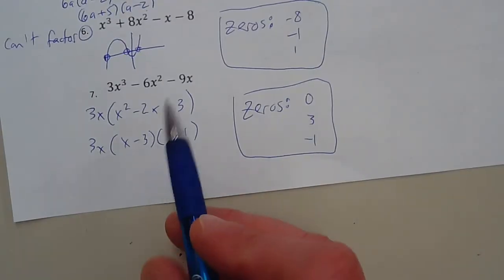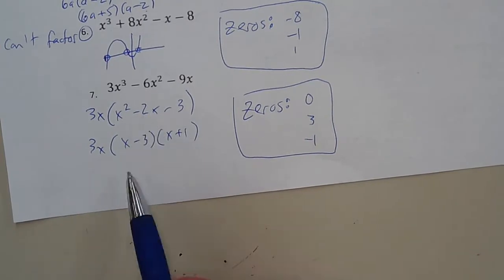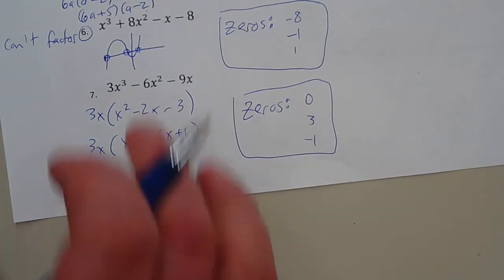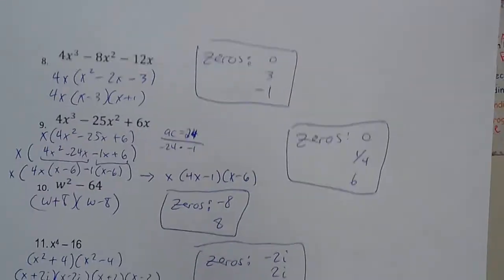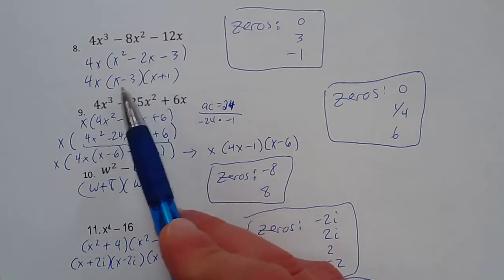All right, this one: GCF out, normal, factors of negative 3 that add to negative 2 style of factoring. If you could do the ones before, 7 is just like those ones. Same exact thing with 8. 8 is another one where you pull out the GCF, and then factor the remaining quadratic.